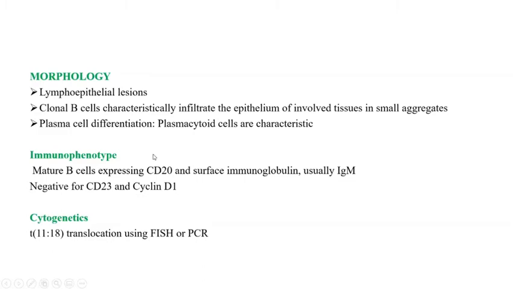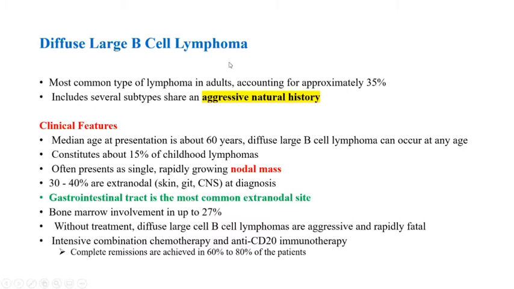Coming to large B cell lymphoma, this is the most aggressive lymphoma, and it is the most common type of lymphoma in adults. If the question comes, which is the most common aggressive non-Hodgkin lymphoma in adults? It is diffuse large B cell lymphoma. The median age of presentation is elderly, around 60 years, but it can also occur in childhood in 15% of cases. They present with a nodal mass.